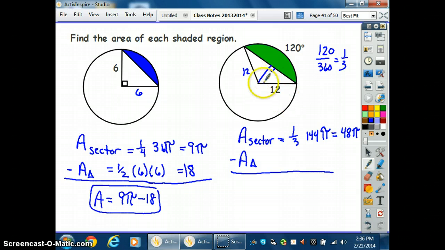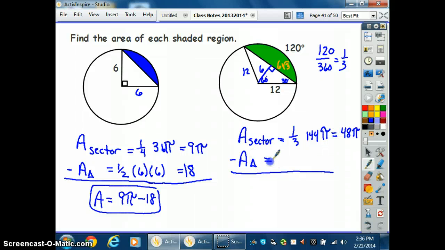If that's 90, and if this is 120, and I bisect this, here we've got a 60-degree angle. Oh, it's the old 30, 60, 90. And the hypotenuse is 12. So that makes the short leg 6, and it makes the long leg be 6 radical 3.